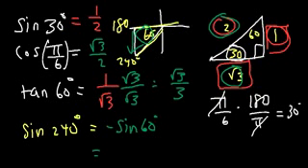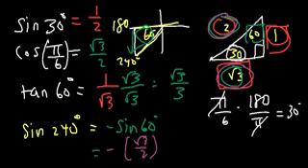So we know sine 60, which is this angle, is equal to the opposite side divided by the hypotenuse. It's root 3 over 2, but we're going to add a negative sign because sine is negative in quadrant 3. And that's our answer, negative root 3 over 2. So let's go over some more examples.